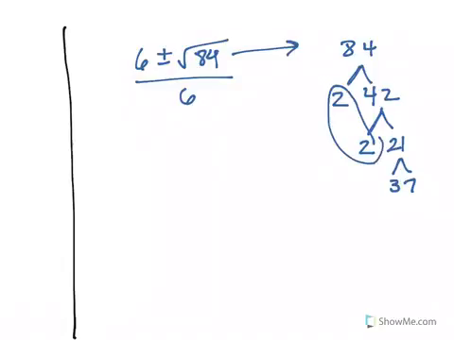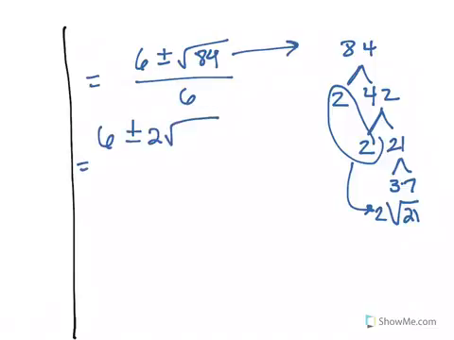Alright, so we have one pair here we can take out, but 3 times 7 is going to stay inside the radical. So we're going to have 2 square root of 21. So I'm going to rewrite this as 6 plus or minus 2 radical 21, all divided by 6.